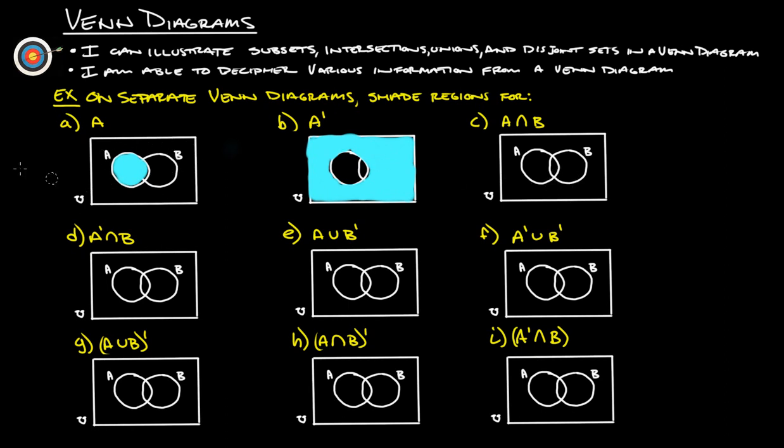Okay, A intersect B. That is what both A and B have in common, and that's just going to be this little middle section right in there.